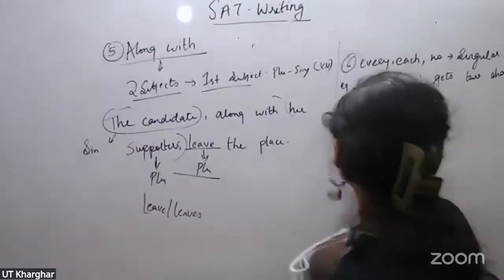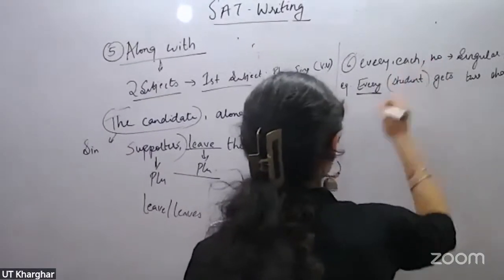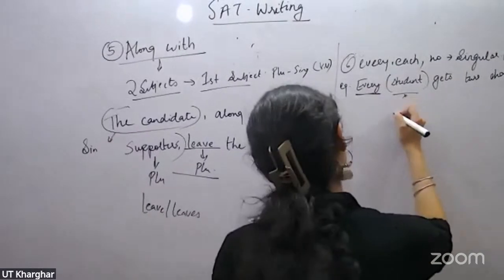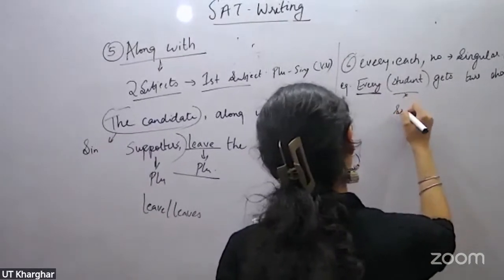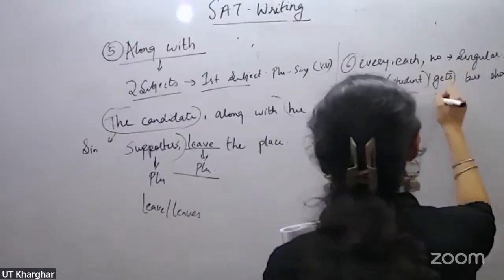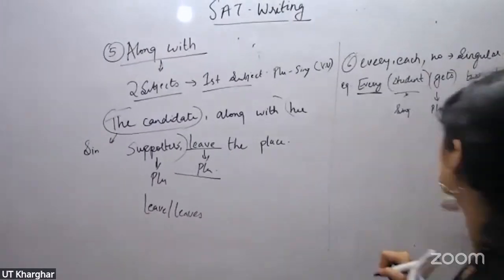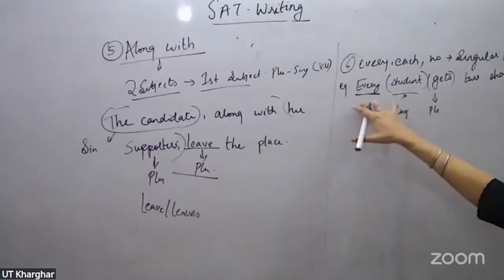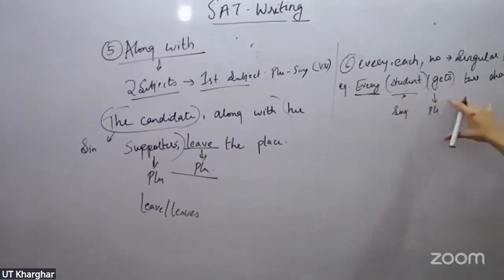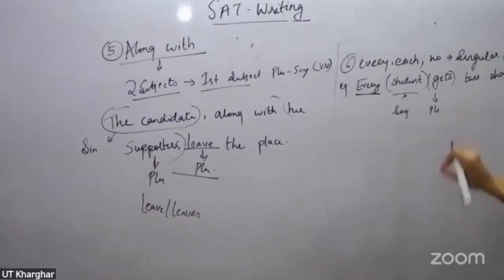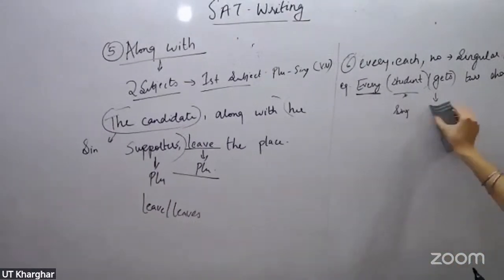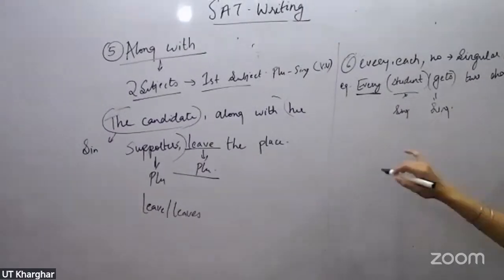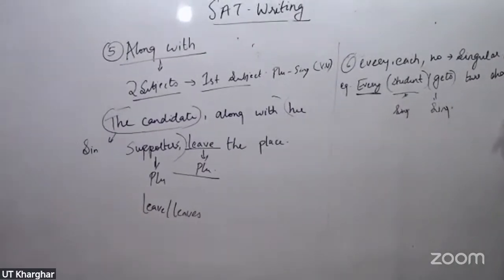So here we have the word every. Student is singular, and gets is a singular verb, and this would be vice versa. So every student gets, the verb is singular. So every student gets 2 chocolates.